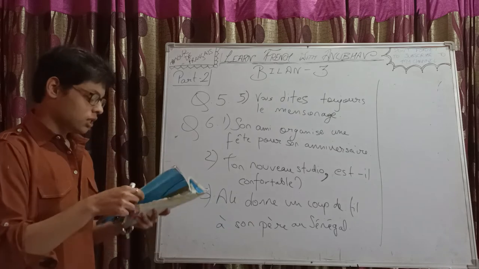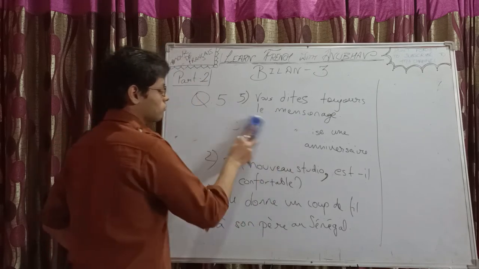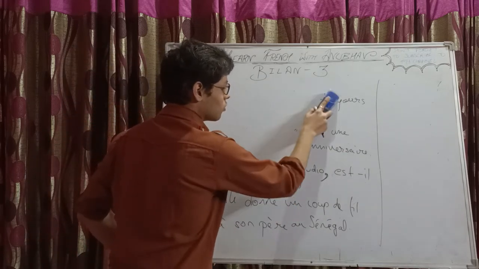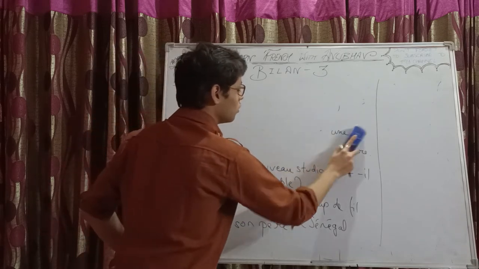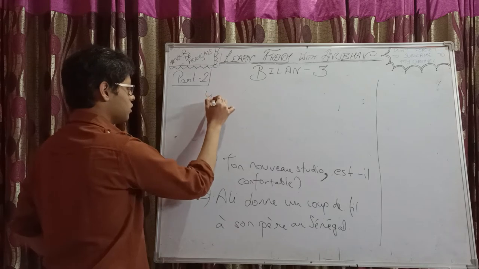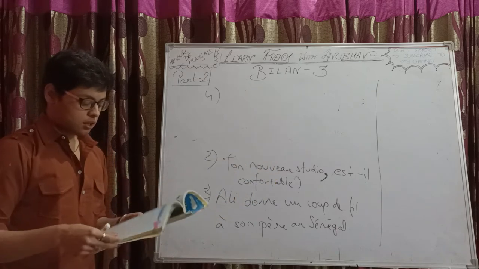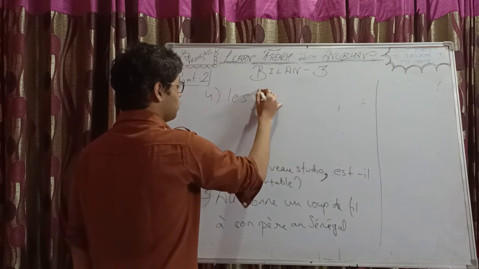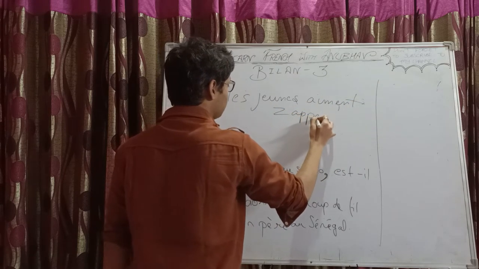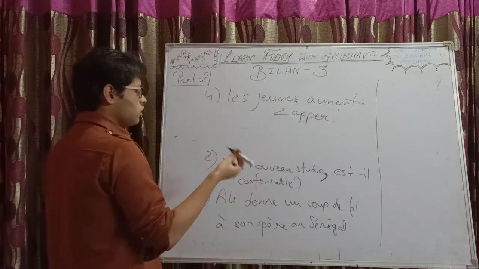Okay. Next, we have two more here. I need to rub it. What do we have here in number 4? We have les aimes appe jeune. A very simple one. So it should be what? Les jeunes aiment zapper. What is zapper? Switching channels, right? So the young people like changing channels, switching channels.